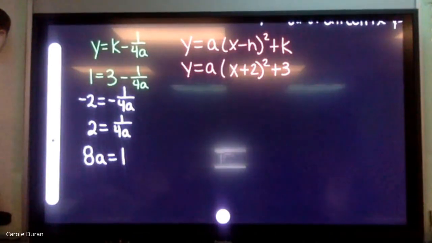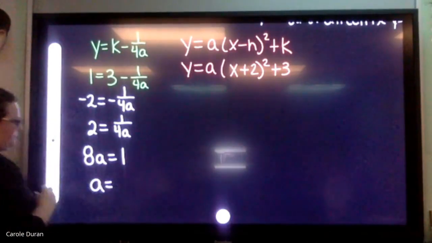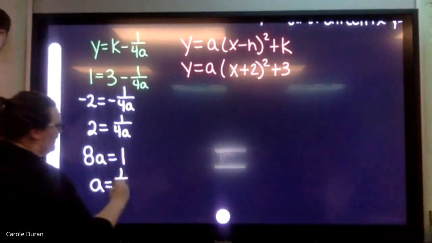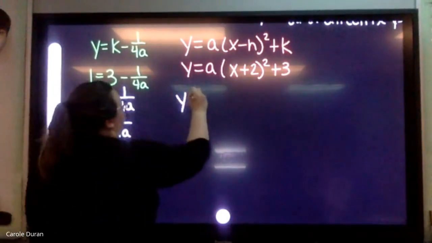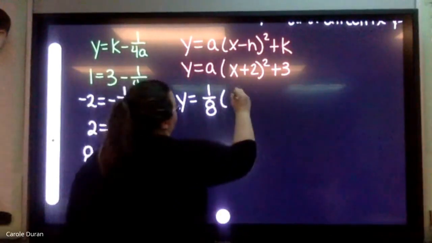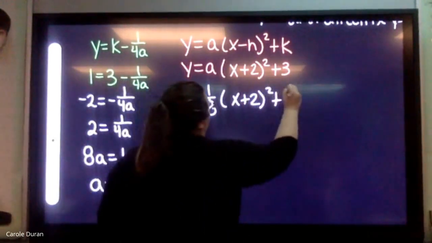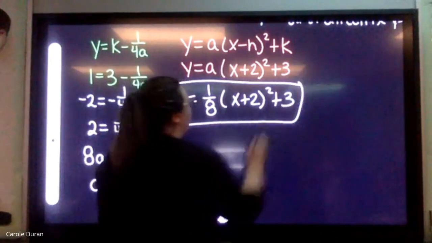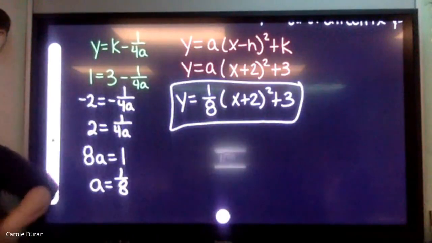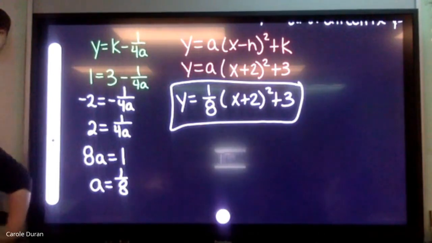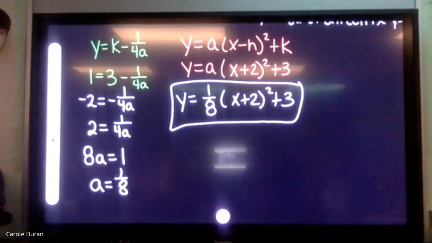My goal is to get a by itself, so what do I still need to do? Divide by 8. Awesome. So what does a equal, Alex, since you're on a roll? A equals 1 over 8. And that is the last piece that I need to fill in here. That is my equation. We don't need to solve it. That is the equation. I didn't ask us to solve it. So that is the end of this problem.